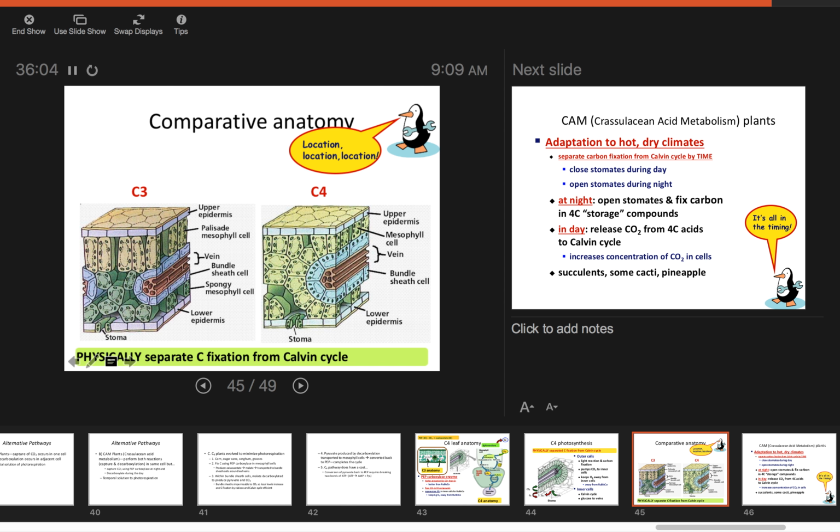Here's C3, again, another open diagram. You can see that we have the mesophyll cells up here. We have some spongy mesophyll, but here it's just more organized, centered around that bundle sheath. Two different compartments.